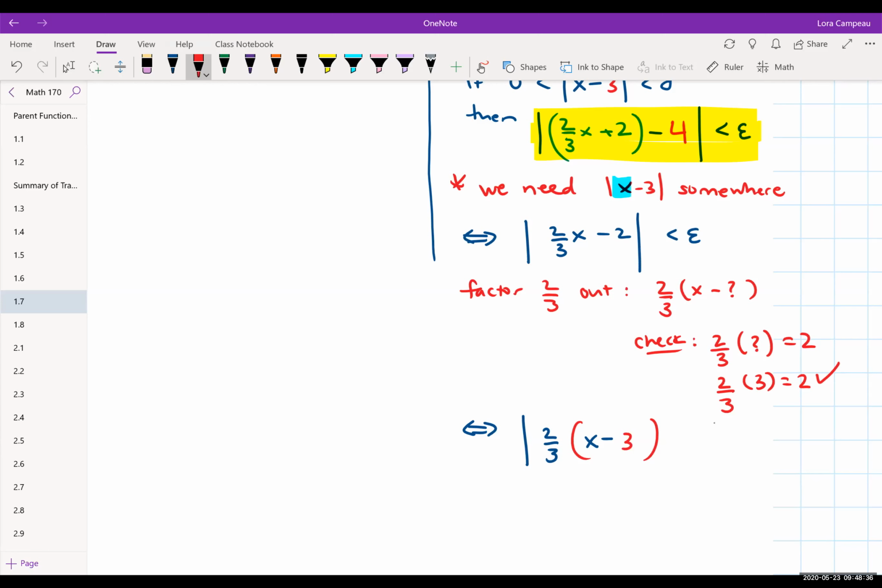You have to prove it. You have to make sure that it works. What happens if you make a mistake? You have to justify it. So we have this factored out. We're less than epsilon.